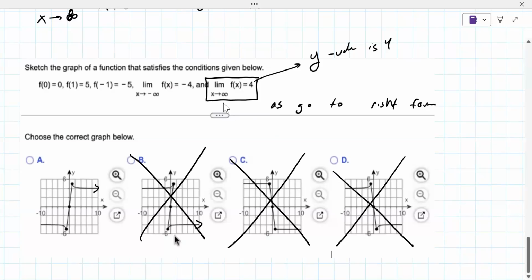When it says as x goes to infinity, that means goes to the right forever. And negative infinity means to the left forever.